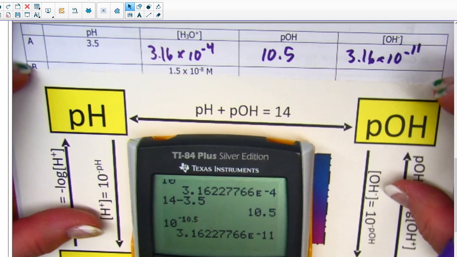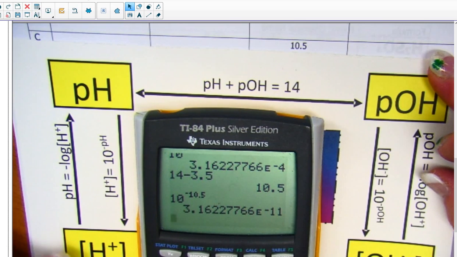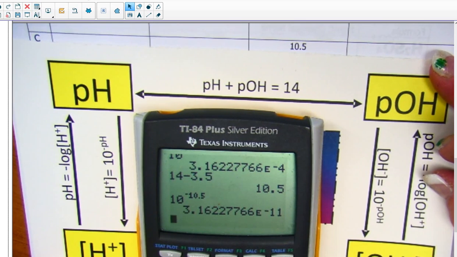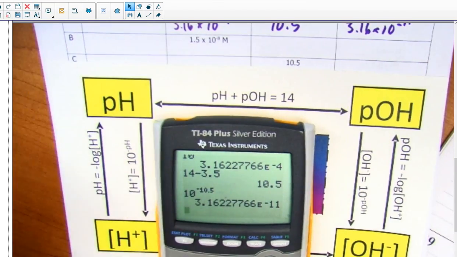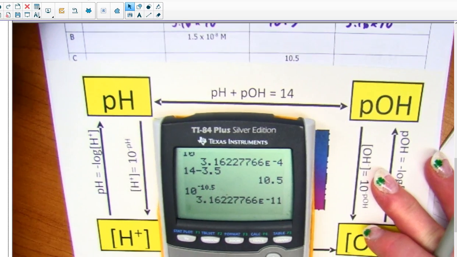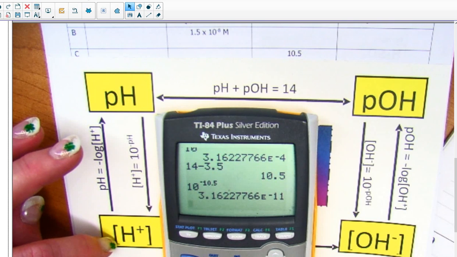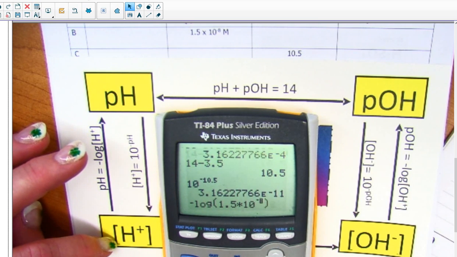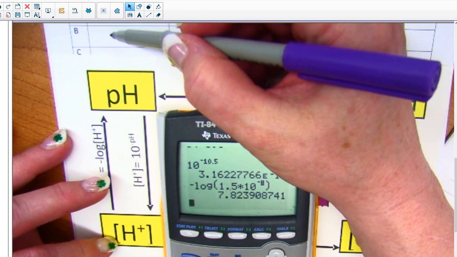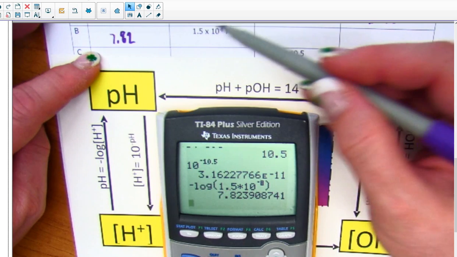All right, next one down. This time we're given this corner right here. Remember, it says H plus, but it really is also H3O plus. And I'm going to scoot out a little bit so you can see a little bit better. Bring that up a little bit. So we've been given the H3O plus. So I can take minus the log of 1.5 times 10 to the negative 8. Close parentheses, and that gives me the pH, so I get 7.82.